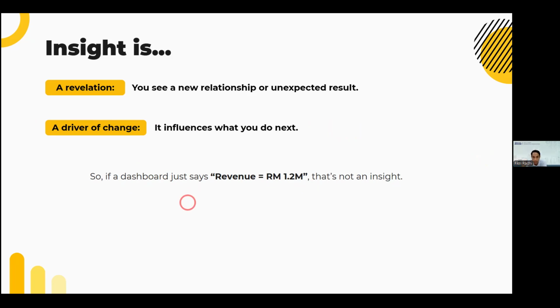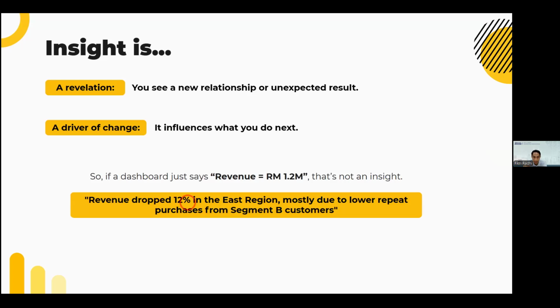So the insight that we are talking about is revenue dropping 20% in the East region, mostly due to lower repeat purchases from segment B customers. So this is the example. From this, we can take action. This is clear and we can take action. This is what a company wants to have.